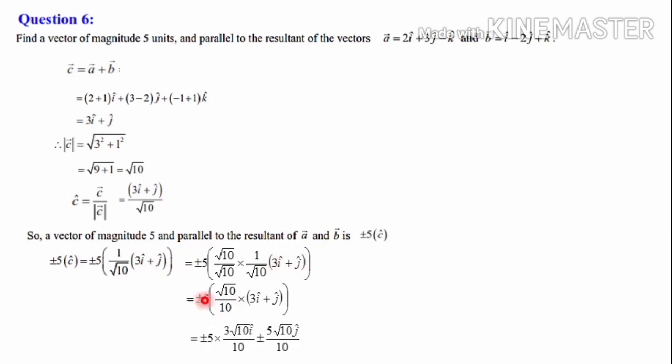Taking this plus or minus 5 inside, that is plus or minus 5 into 3 root 10 into I divided by 10. Again plus or minus 5 multiplies with this plus, so it becomes plus or minus 5 into root 10 into j cap divided by 10. Here 5 and 10 we can cancel, and here 5 and 10 also we can cancel. So we will get the final answer as plus or minus 3 root 10 into I divided by 2, plus or minus root 10 divided by 2 into j cap.